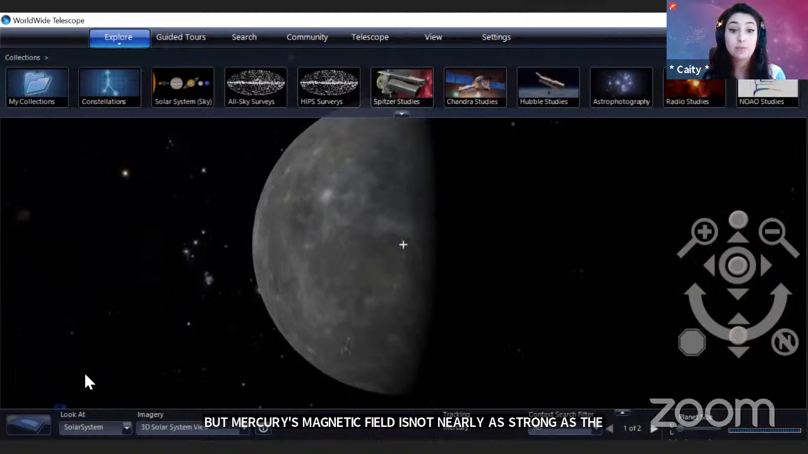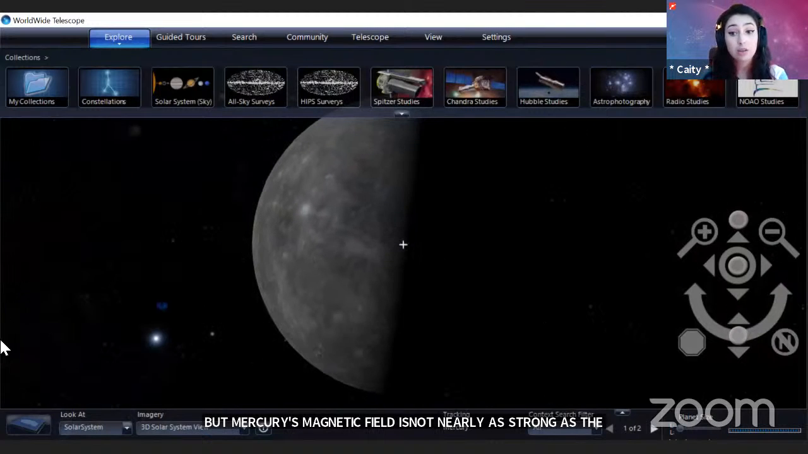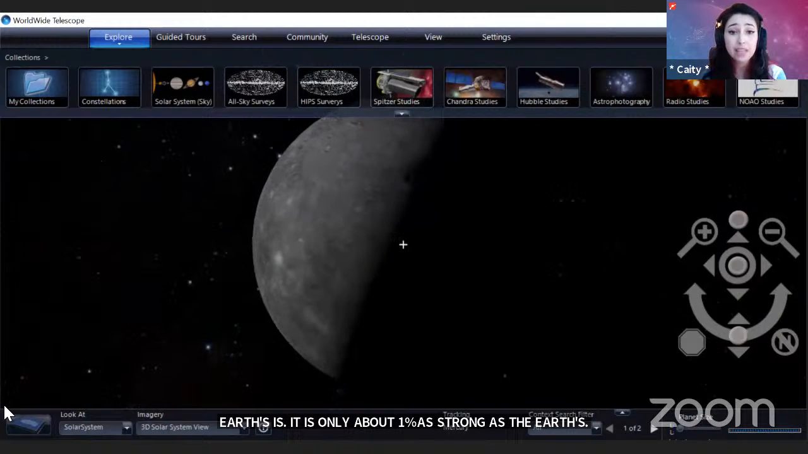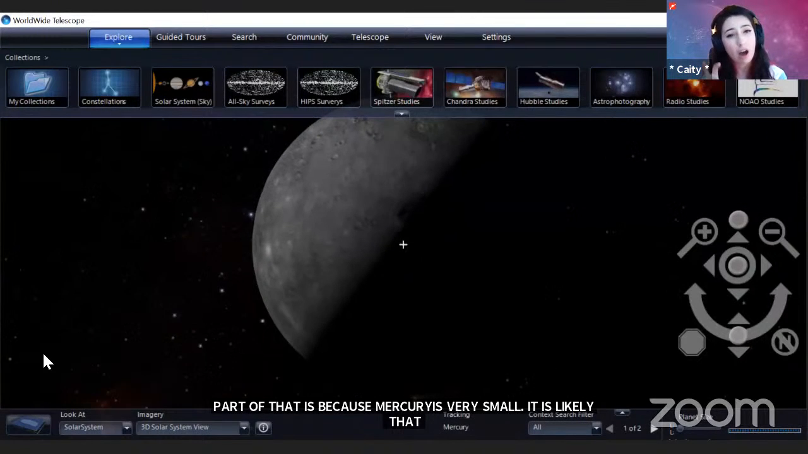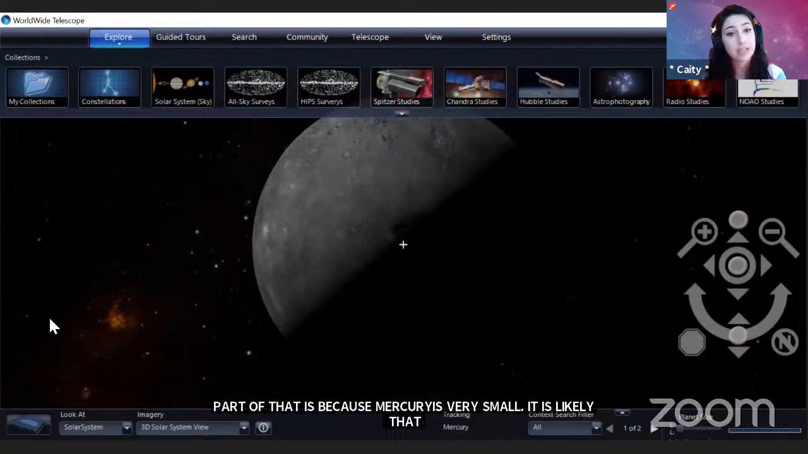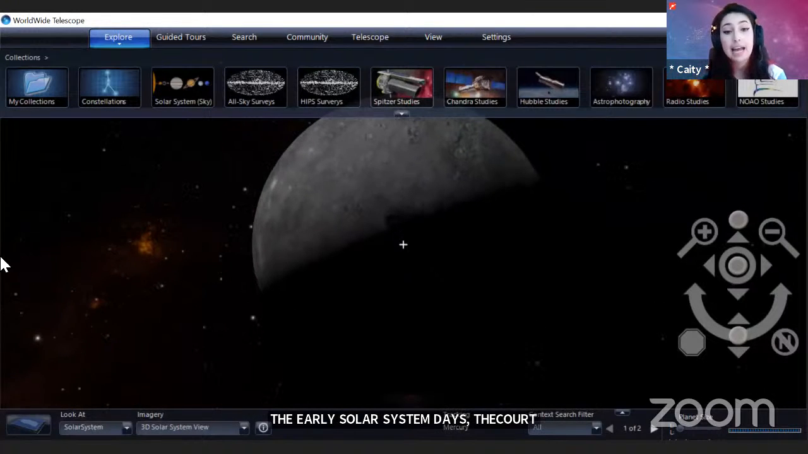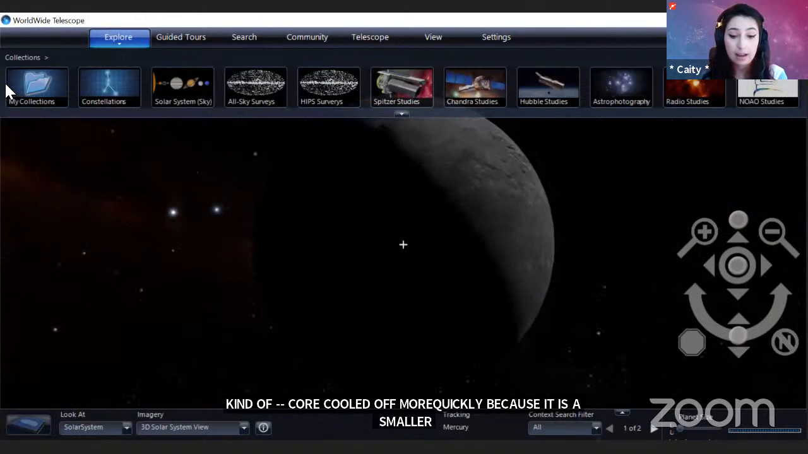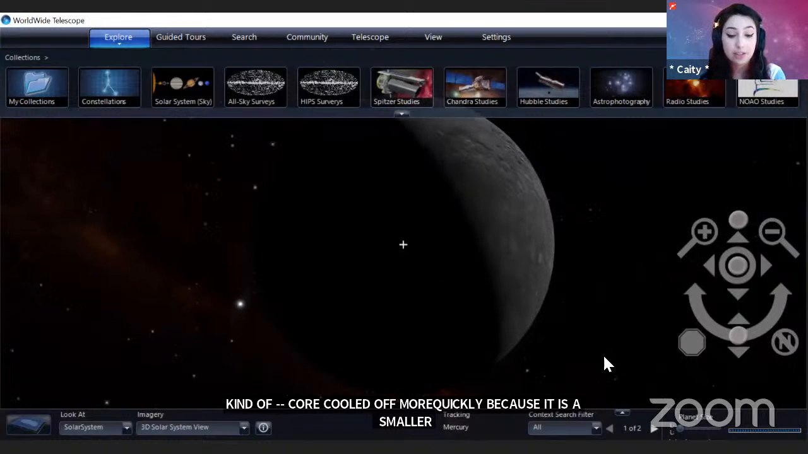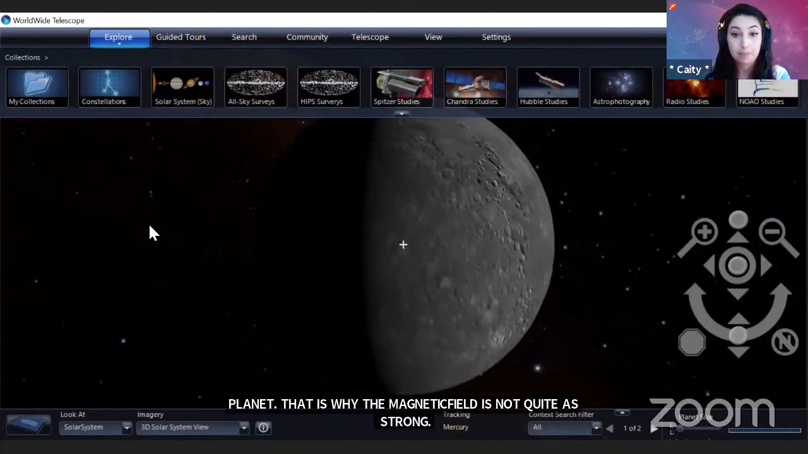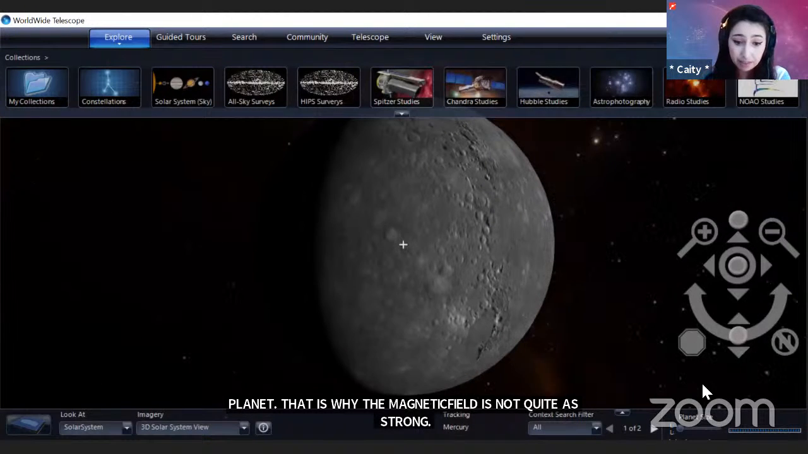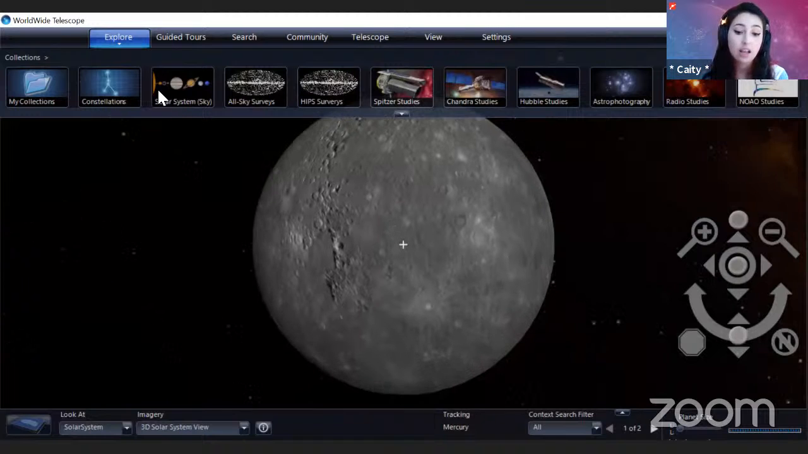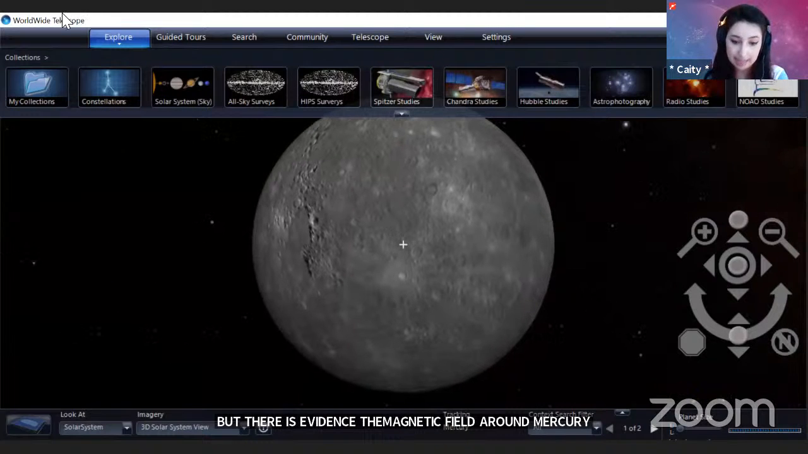And part of that is because Mercury is very small. So it's likely that in the early solar system days, the core cooled off more quickly, just because it's a smaller planet. And so that's why the magnetic field isn't quite as strong. But there is evidence that the magnetic field around Mercury is billions of years old. And it just cooled, the core cooled and solidified a little bit more quickly than Earth's did.